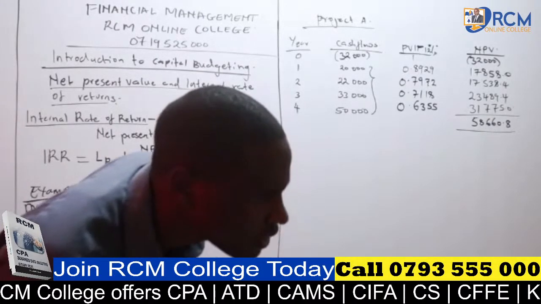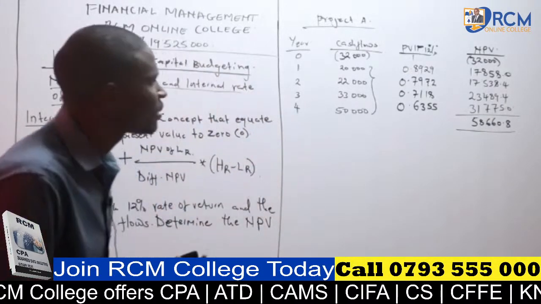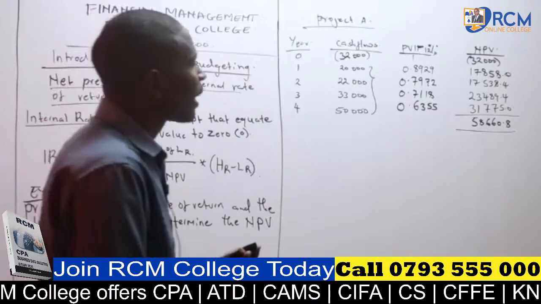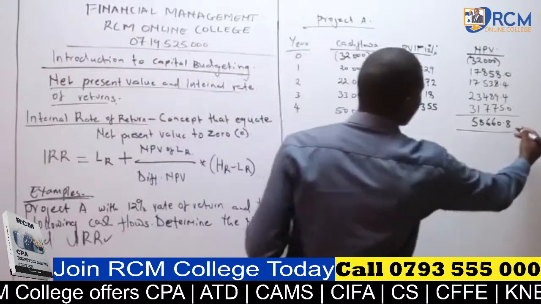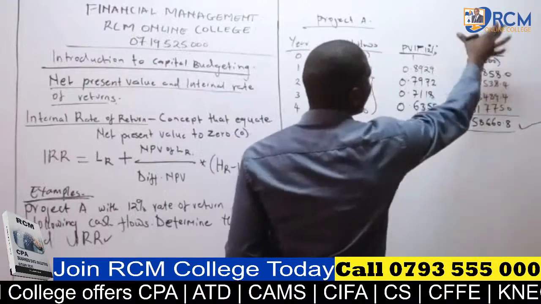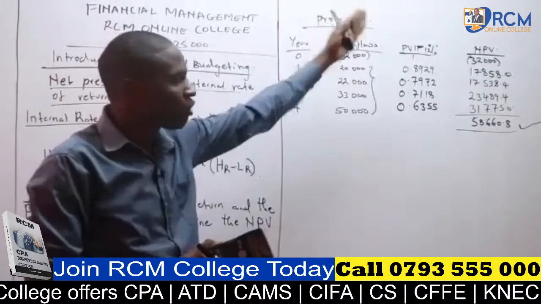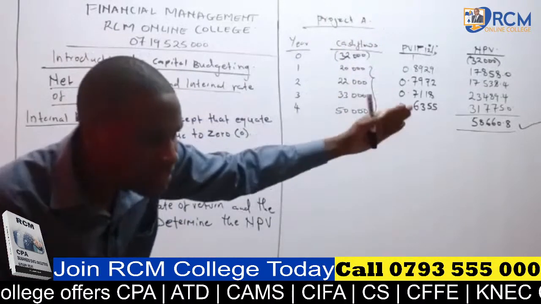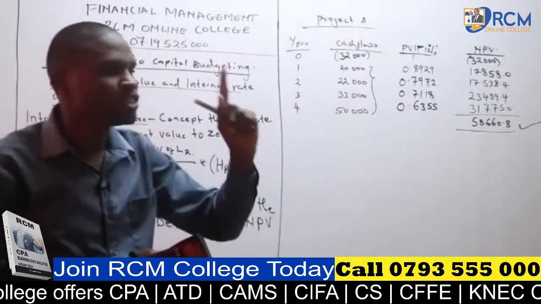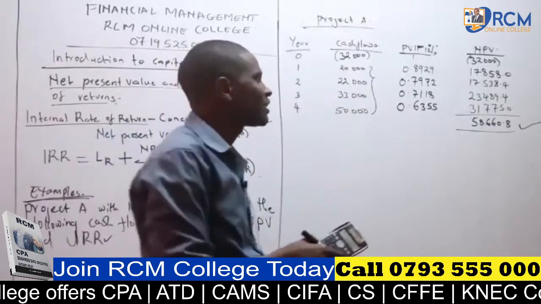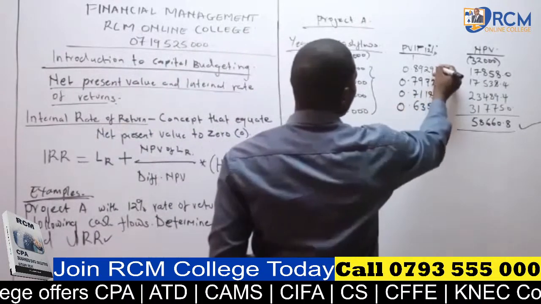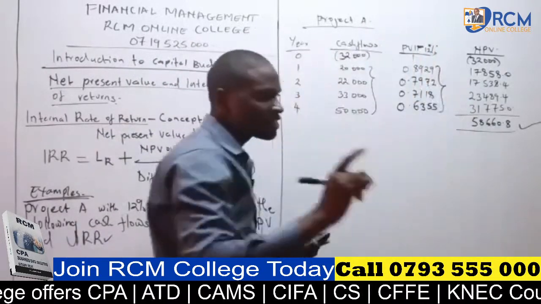58660.8. Now our NPV is this. Remember here, my heading is NPV. I've now done the summation of that. 9660.8 is your present value. The present value for year 1 up to year 4. That is the present value.